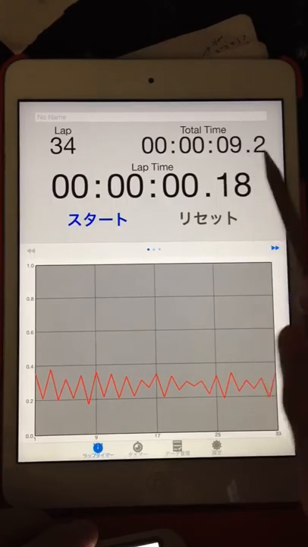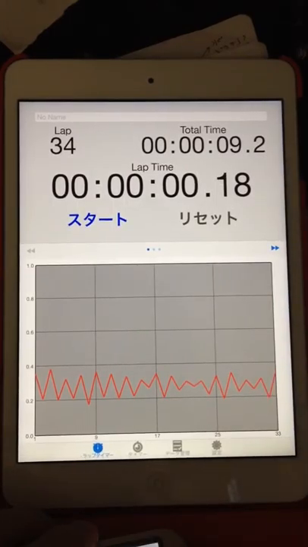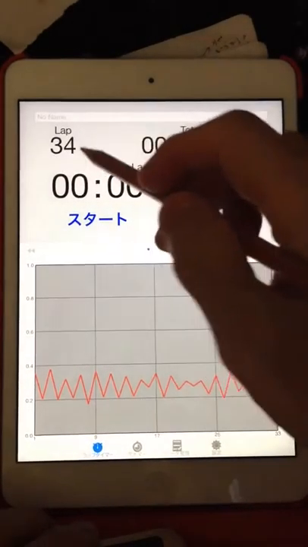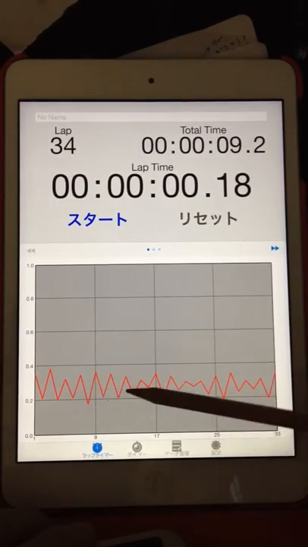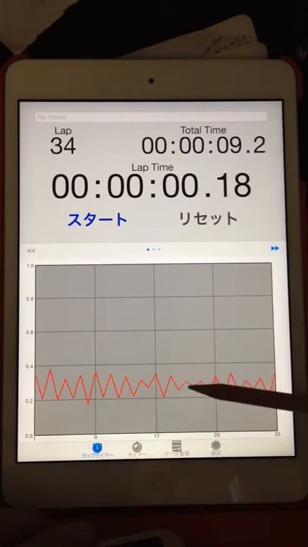Today, 9.2 seconds divided by 3-4 laps, multiply 2 equals 5.54 seconds for 1 beat, front and back. And the strong bounce is this, and the weakest bounce is this.